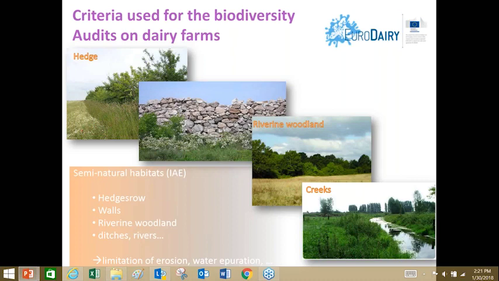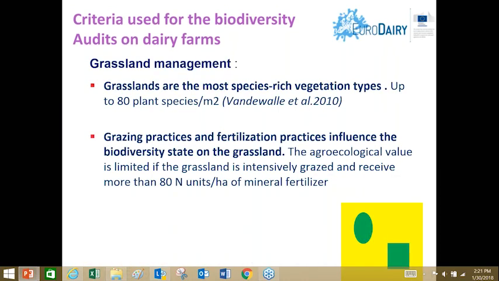The third component is grassland management, because grasslands are the most species-rich vegetation types. You can find up to 80 plant species per square meter on grassland, which is huge. But grazing practices and fertilization practices influence the biodiversity state of the grassland. So that's why the agroecological value is limited if the grassland is intensively grazed or receives more than, we would say, 80 units of mineral fertilizer per hectare.